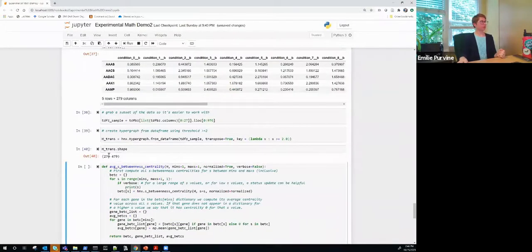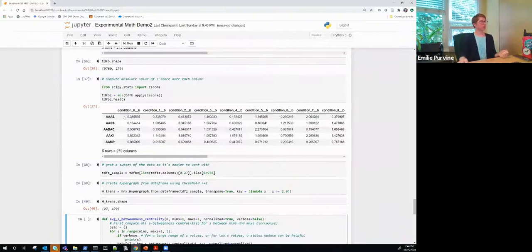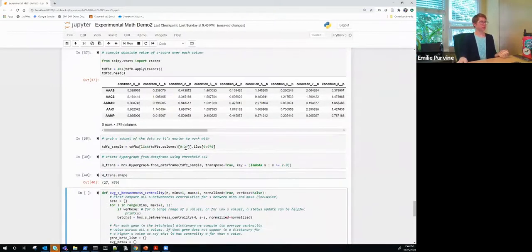This hypergraph now has 27 vertices, which is the number of columns that I asked for. Actually, it's one less than the number of columns that I asked for, and only 479 hyperedges instead of the 976. That's because some of the 976 genes had no conditions in which their z-score was greater than 2.